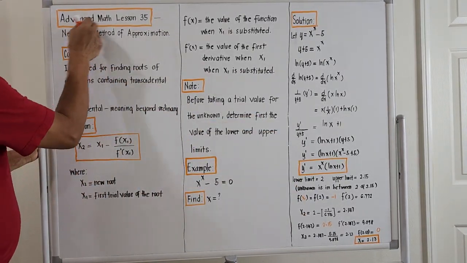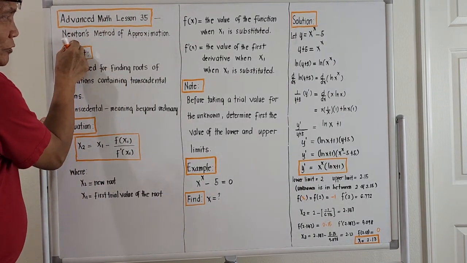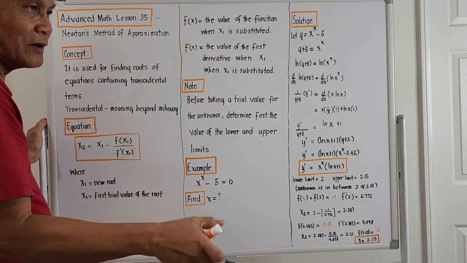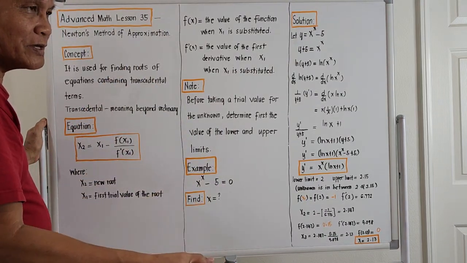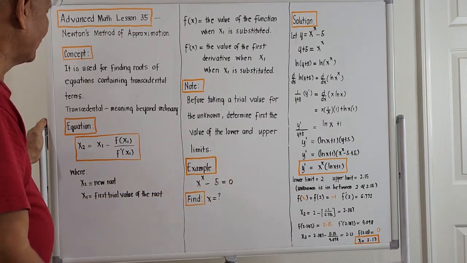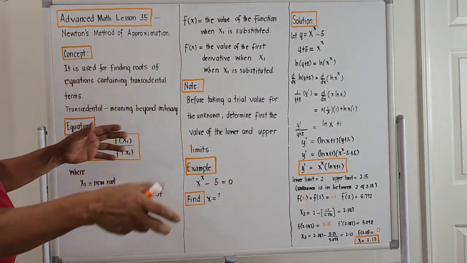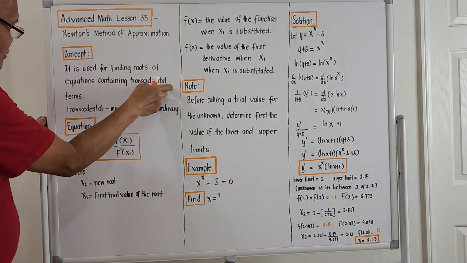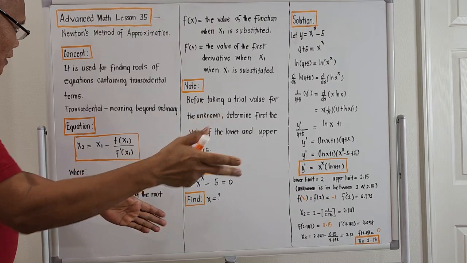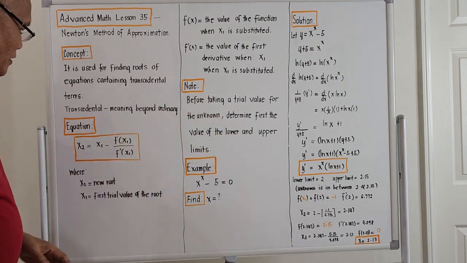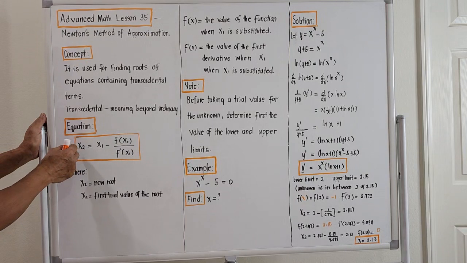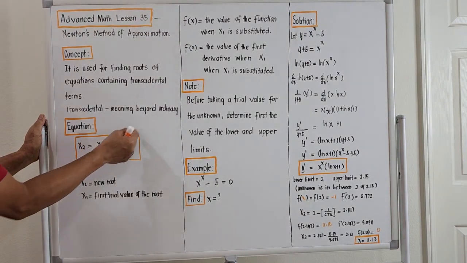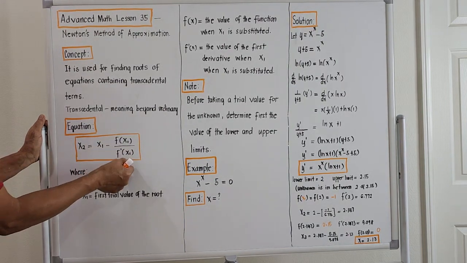This is now advanced math, lesson 35. Newton's method of approximation of solving the roots of transcendental equations. Transcendental meaning equations beyond ordinary. The concept is something like this. It is used for finding roots of equations containing transcendental terms. I just repeat it, okay? The equation will be something like this. x2 will be x1 minus the ratio f of x1 all over f prime of x1.